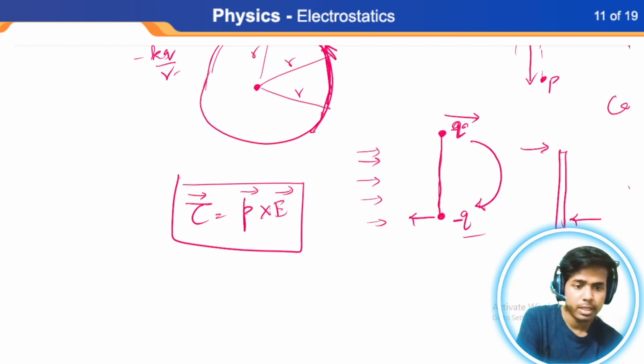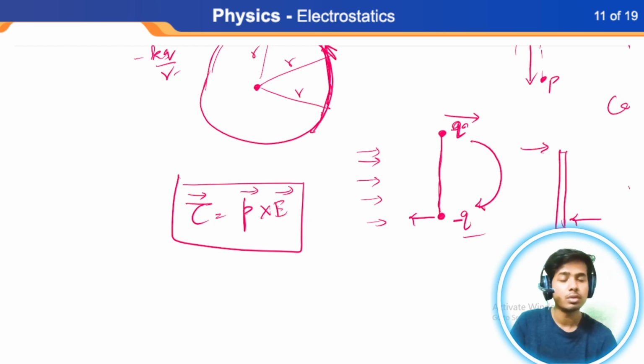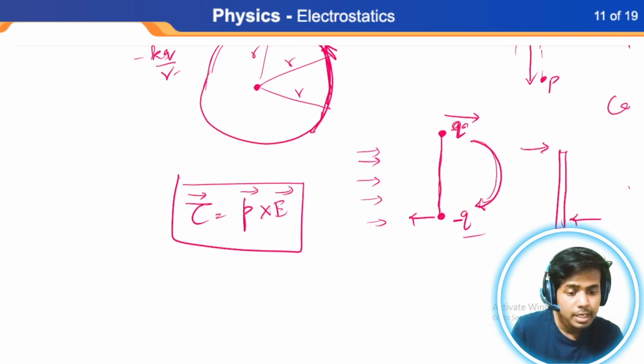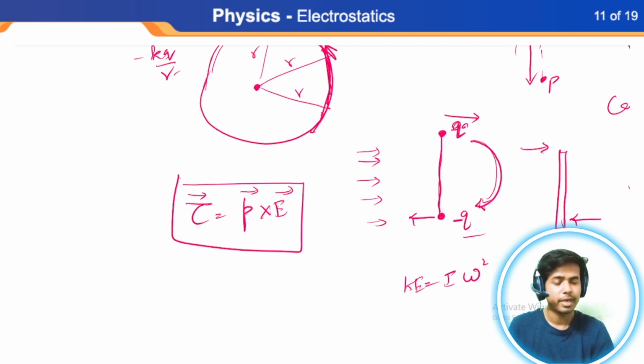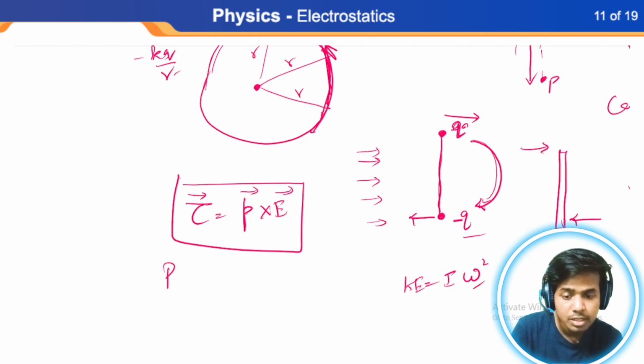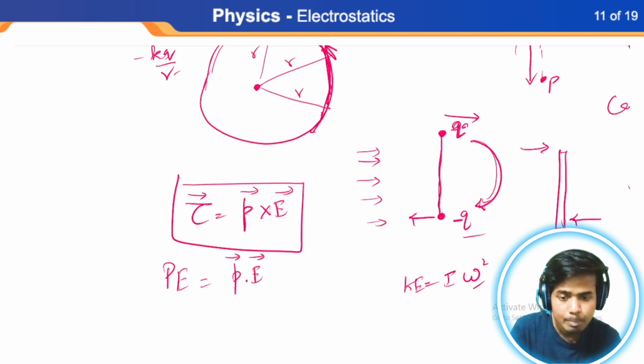Of course, initially it had no energy, while after some time it will rotate, due to which it will gain some angular velocity, and the kinetic energy could be given as I omega square, right? If it has some omega, then it will have some kinetic energy. Where is that kinetic energy coming from? वो kinetic energy कहीं से तो आएगा नहीं, इसके अंदर होगा potential energy. So potential energy of a dipole is simply written as minus P dot E.